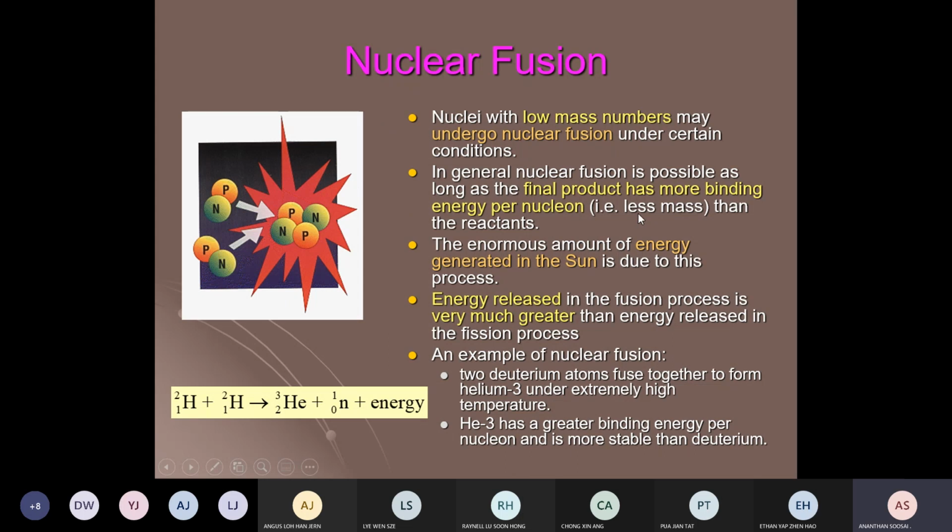Then the reactant, if it has more binding energy, normally has less mass. We will come to that later. The enormous amount of energy generated in the sun is due to this process. The sun gives off energy because of fusion. The fusion in the sun happens at the core, not at the surface. Why at the core? Of course, very huge pressure and high temperature lead to fusion of hydrogen.